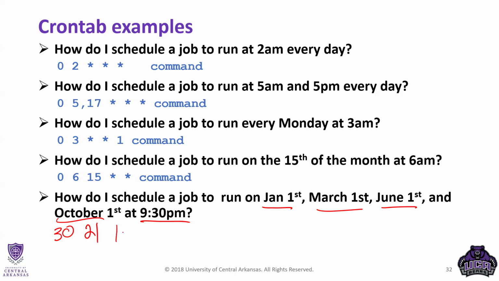So it's the first, comma, 10. And then we've got, so that's our months. Day of month. Yeah, just one. We'll squeeze it in there. We're going to get this right. Day of month, and then day of week. It doesn't care, right? So it'd be the star right there. And then of course, whatever command. Let's see how we did. 30, 21, 1, 1, 3, 6, 10 star, and then command. All right, we did it. Completely intuitive, right?